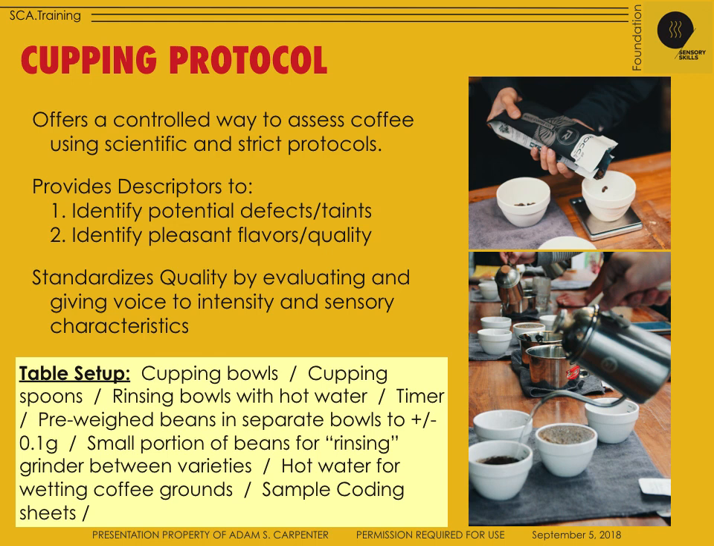So it doesn't matter if we're on a farm in Guatemala, if we're in our coffee home country in a cafe, or we're in a roastery doing quality control. If we follow the same protocols, we're all humans, same basic materials, same basic equipment. Cupping provides us descriptors to identify potential defects or taints. We can identify those pleasant flavors, quality attributes. It helps us to standardize quality by evaluating and giving voice to the intensity and then the sensory characteristics.